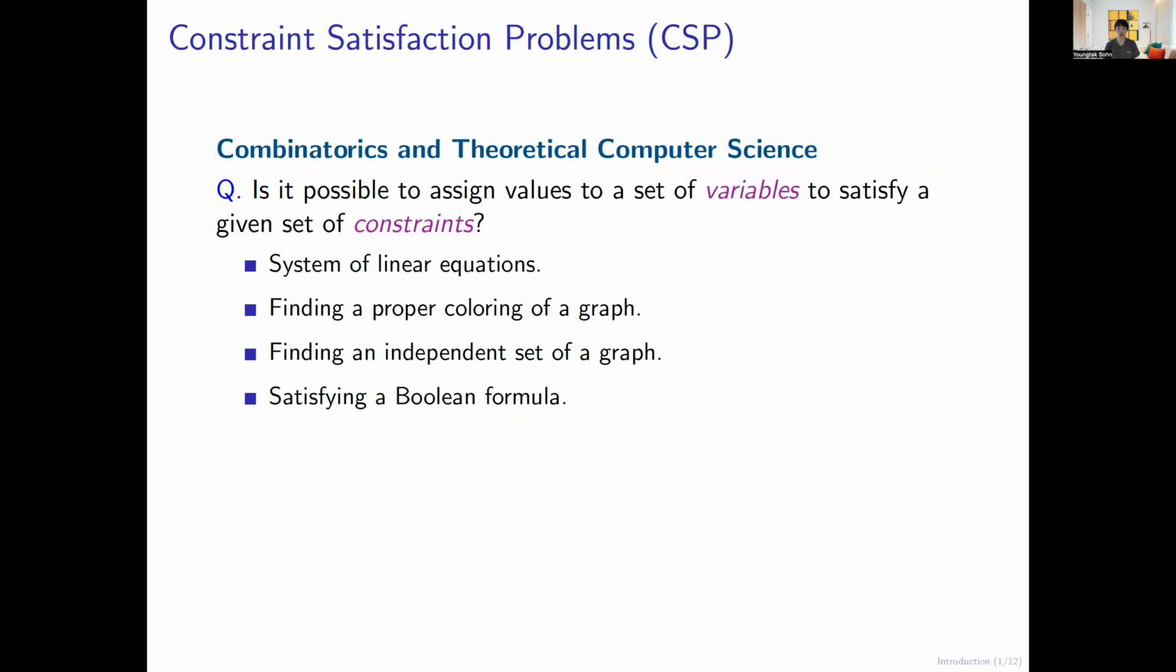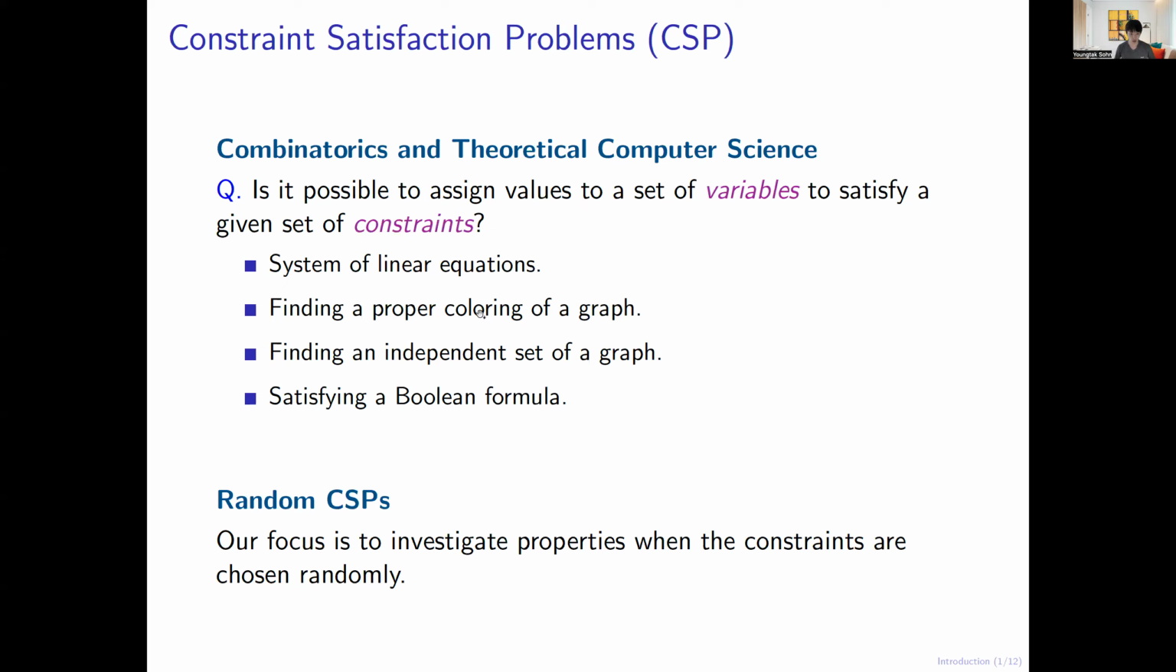So I'll discuss constraint satisfaction problems, or in short, CSP. These problems come from combinatorics and theoretical computer science, and they address this question: is it possible to assign values to a set of variables to satisfy a given set of constraints? These problems include systems of linear equations, finding a proper coloring of a graph, finding an independent set of a graph, or satisfying a Boolean formula. And I'll discuss random constraint satisfaction problems, where the focus is to investigate properties when the constraints are chosen randomly.